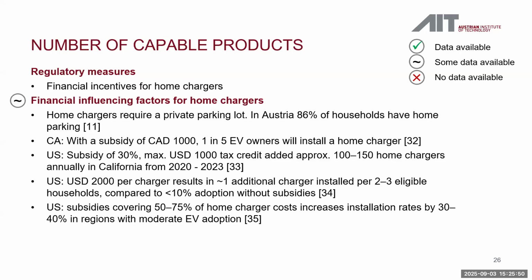So for the home chargers, the first requirement is that you need a private parking space. And in Austria, around 86% of households own a private parking space. So this is an upper limit, let's say. And from different studies in Canada and the US, we see that if home chargers are subsidized, then people are more likely to install home chargers at home. Okay, next one.